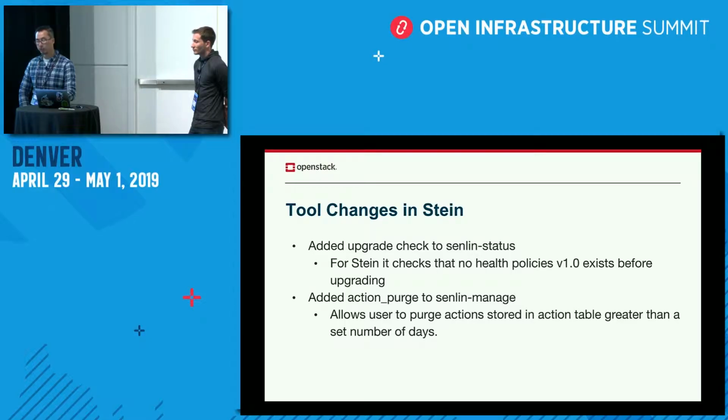There were also a few tool changes during the Stein release. We added the upgrade checker. That one will check if you have any pre-existing health policies version 1.0, and it won't let you upgrade unless you remove and convert those. We also added a new action purge tool that allows you to remove actions that are older than a set number of days. That's important for operators because the action table would grow unbounded. Without this, you would end up with a really large action table, and some of the APIs would take a long time to return.